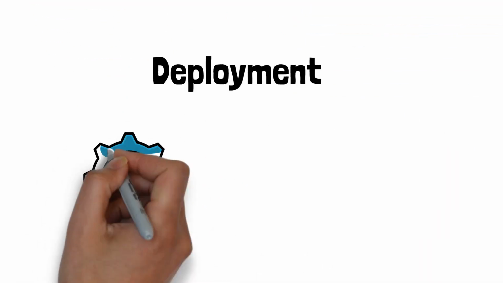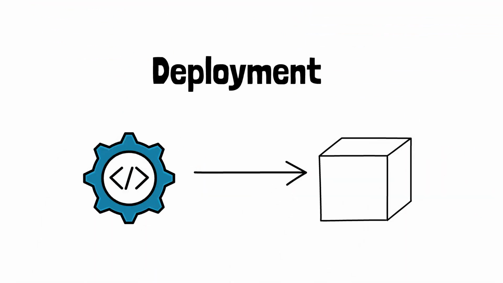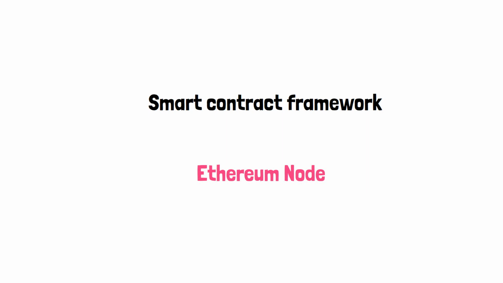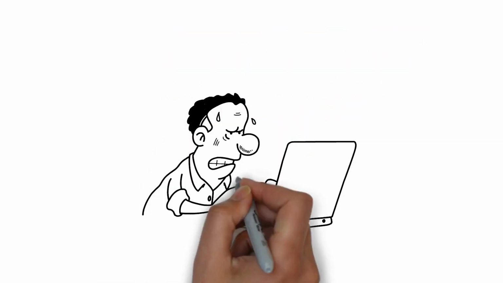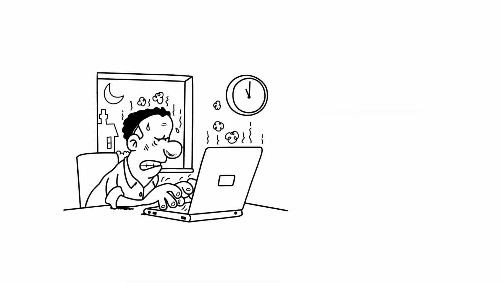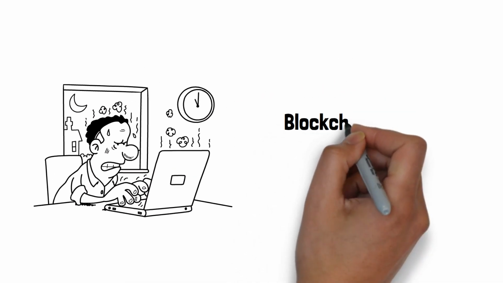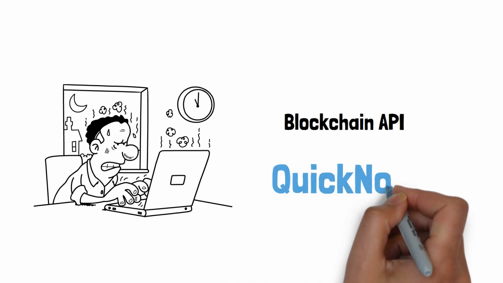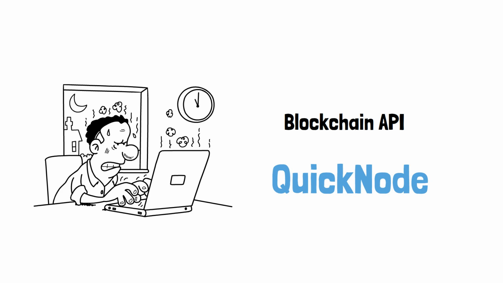And besides testing, another skill you need to learn is smart contract deployment. For this, you will need a smart contract framework like Foundry or Hardhat for the deployment script, and an Ethereum node to send the deployment transaction. You can run your own Ethereum node, but it's a lot of work. It's much better to use a blockchain API that runs Ethereum nodes for you. And one of the most popular blockchain APIs is Quicknode, and they offer free accounts.